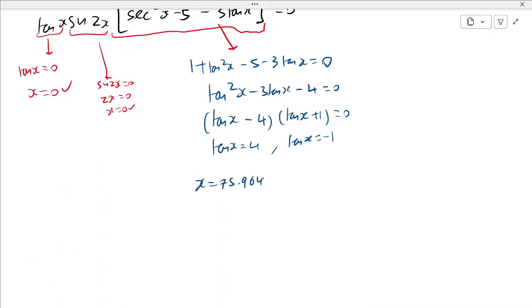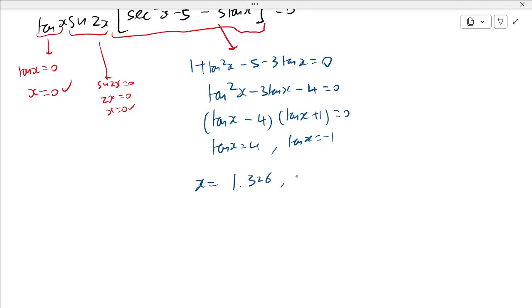75.964 degrees. Whoa, hold on, that's degrees. My question was in radians, wasn't it? 1.326. Be better. Almost lost a mark there. Okay. 56. And then the other one.